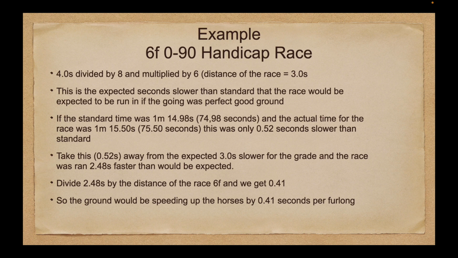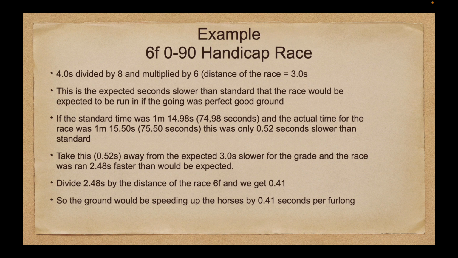So if we've got a 6 furlong 0 to 90 handicap as an example, we would be allowing the race to be run 4 seconds per mile slower. But it's not a mile, it's 6 furlongs. So we have to divide the 4 by 8, which is how many furlongs there are in a mile, and then we multiply it by this particular distance, which is 6. So it's 4 divided by 8 multiplied by 6, which gives us 3 seconds.